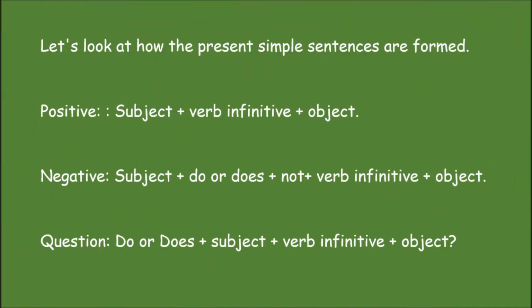Let's look at how the present simple sentences are formed. Positive: subject plus verb or infinitive plus object. Negative: subject plus do or does plus not plus verb or infinitive plus object. Question: do or does plus subject plus verb or infinitive plus object.